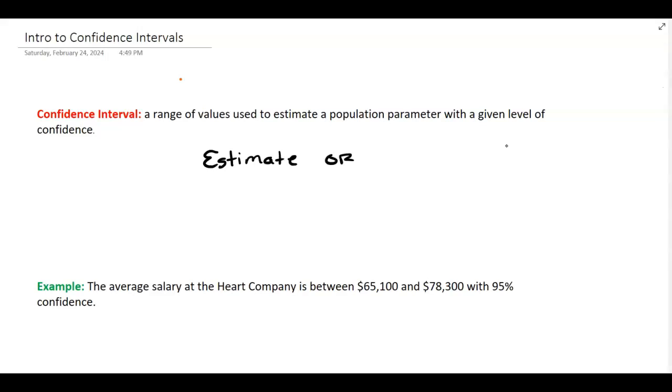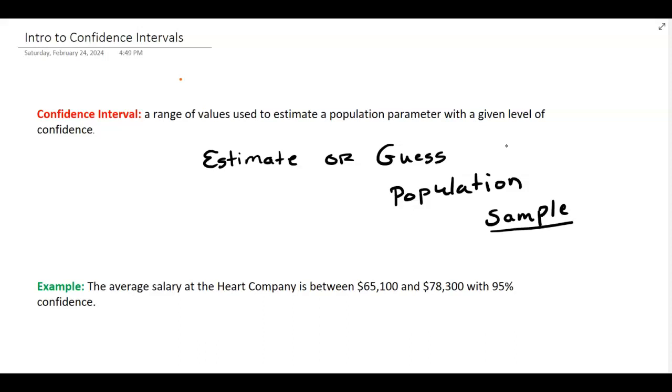Now remember, what we're trying to do here is estimate, or give an educated guess, if you will, about a population. And we're really only going to be able to use a sample in order to do so. So we're going to take this sample data and use it to make an estimate about a population parameter, whether that be the mean, a proportion, standard deviation, and so on.